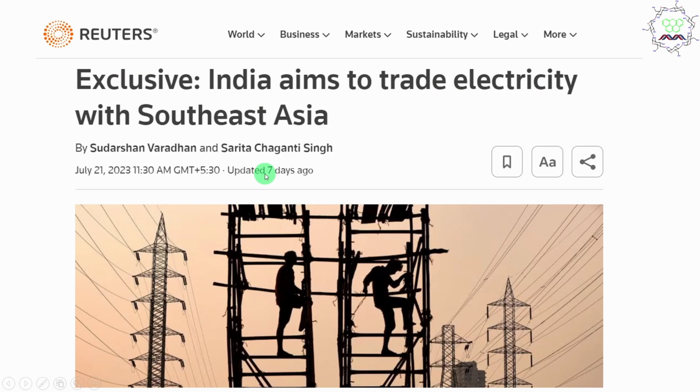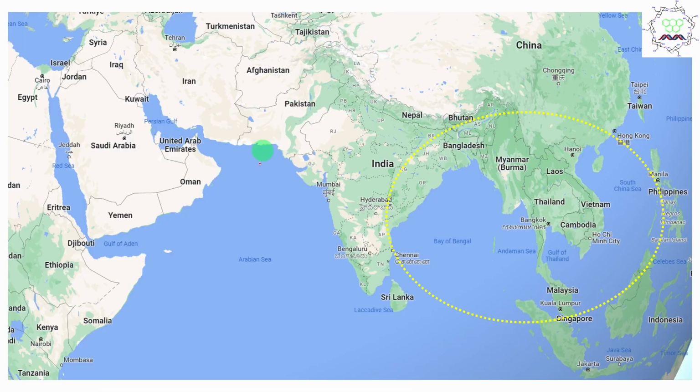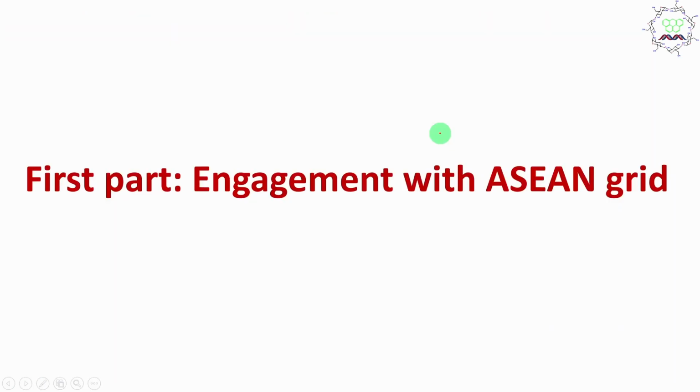So you can see an article of Reuters that India aims to trade electricity with Southeast Asia. So you can see this is Southeast Asia. Mainly we are talking about these ASEAN countries, and Bhutan, Nepal, Bangladesh. This is the part where India aims to do the electricity trade. Now the first part of this video: engagement with the ASEAN grid.